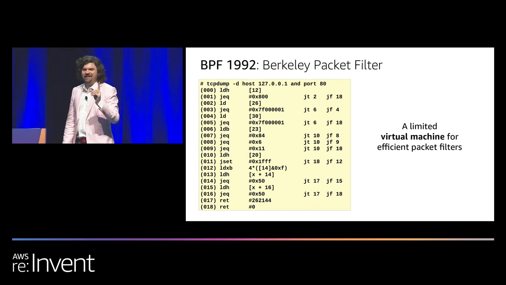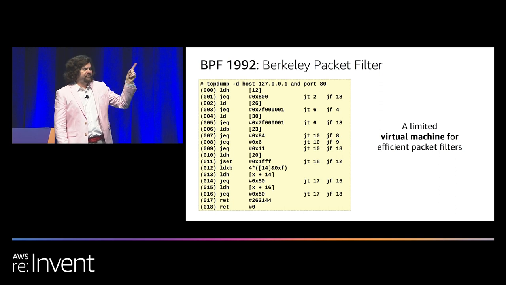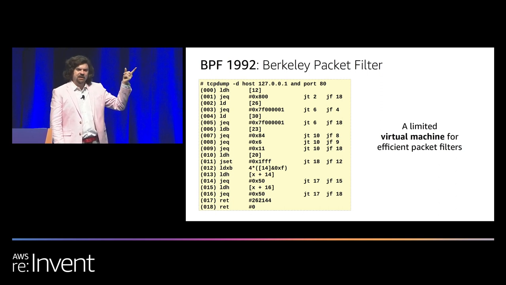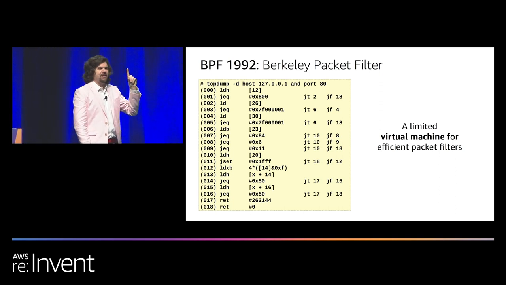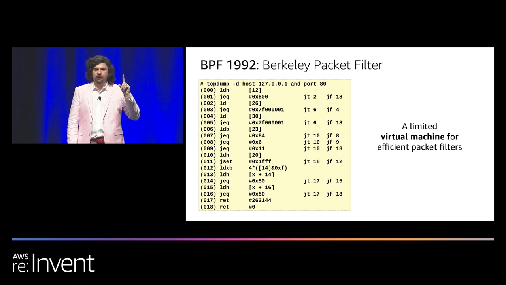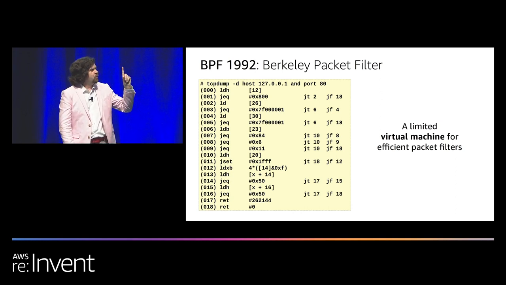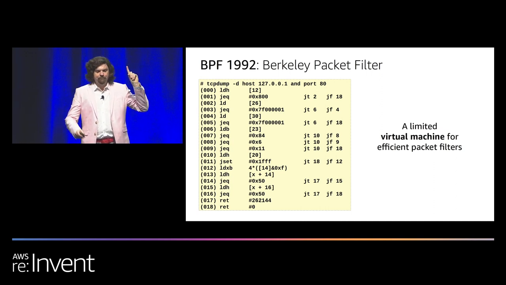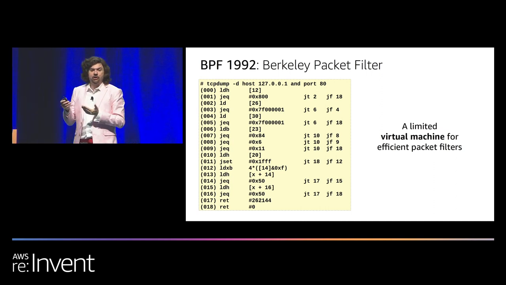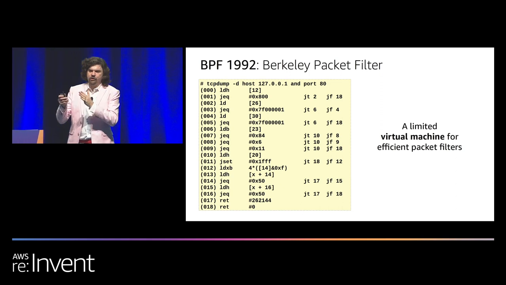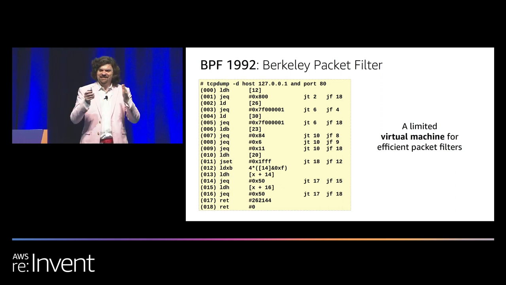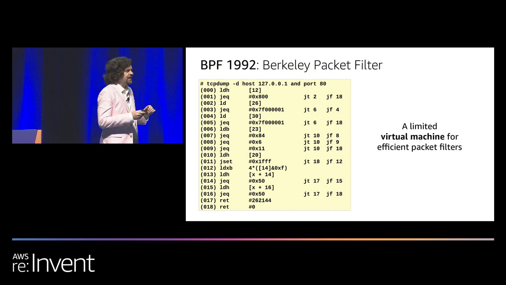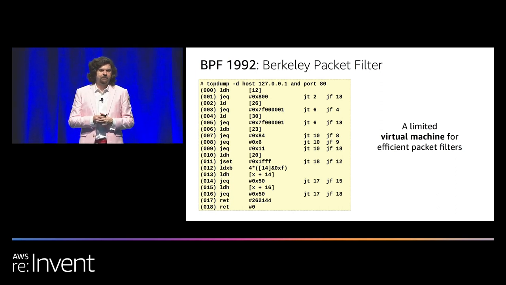And what BPF did was take your filter expression and then compile it into this BPF bytecode, this virtual bytecode, which is the most efficient way to match your filter. That bytecode is then loaded up into the kernel, and then the kernel will turn it into the native instructions for that current architecture, and then run that efficiently. The technology to do that is a virtual machine.